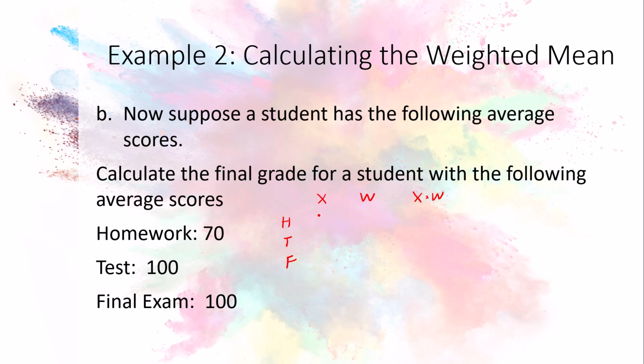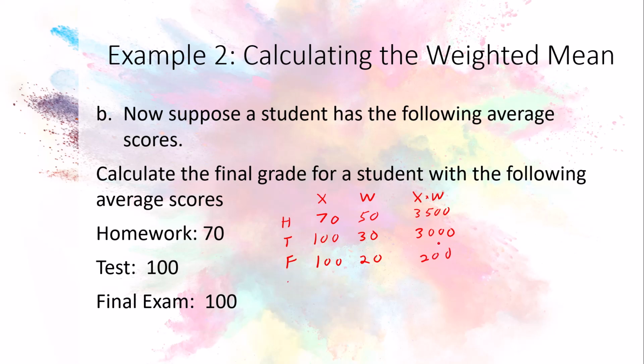Okay, so for my homework, I got a 70. The weight associated with that is 50%. That is 3,500. Okay, tests, I got 100. The weight associated with that is 30%. That gives me 3,000. And then for my final exam, ace the final. Associated weight is 20%. That gives me 2,000.